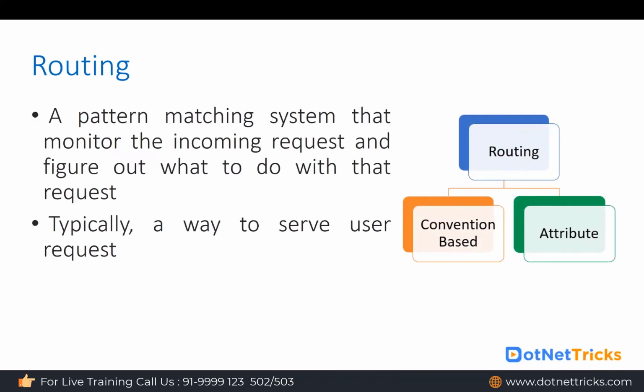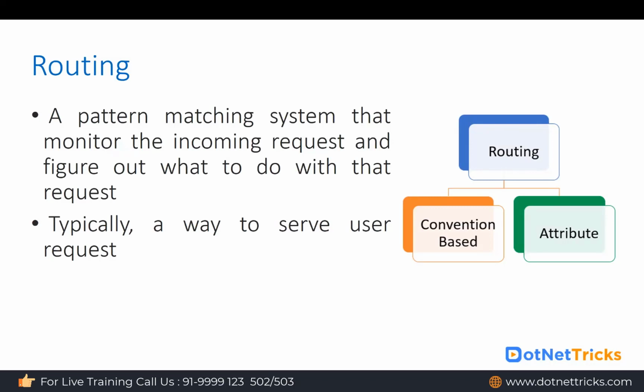So now guys, if you're talking about the routing, routing is a pattern matching system that monitors the incoming request and figures out what to do with it. So in ASP.NET MVC, when you make a request to the server, those requests are first handled by the routing system. Then the routing system figures out what to do with the incoming request. So you can say typically it is a way to serve the user request.